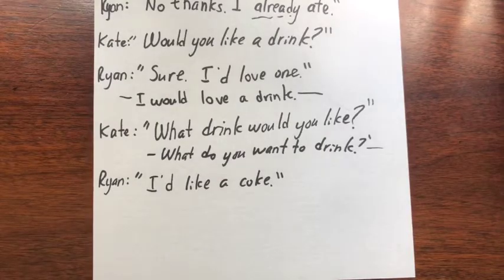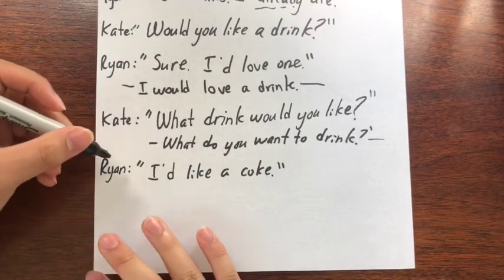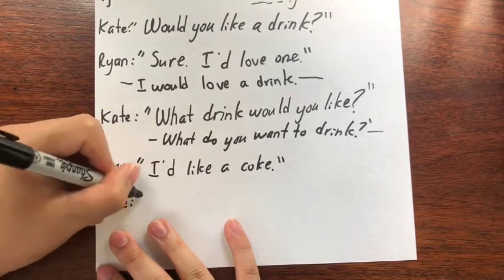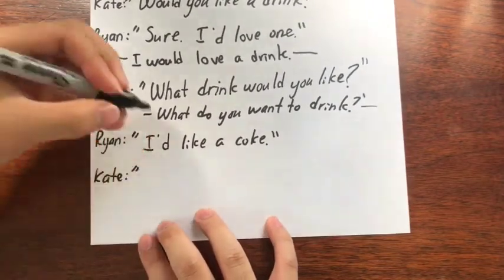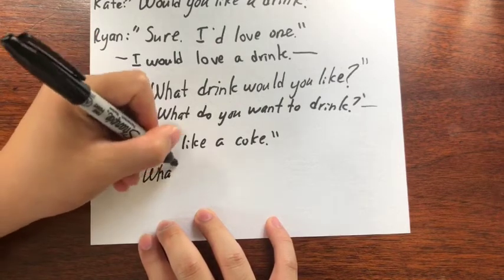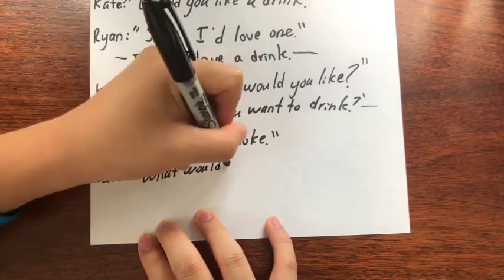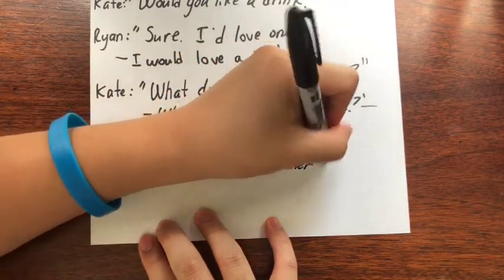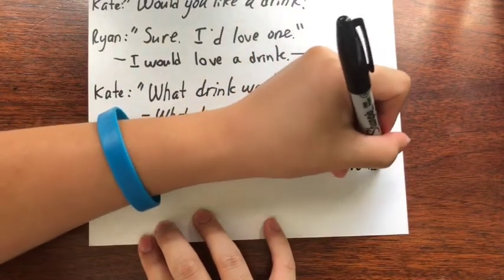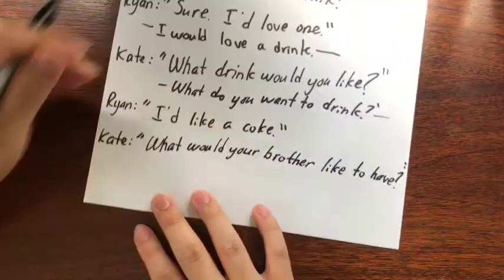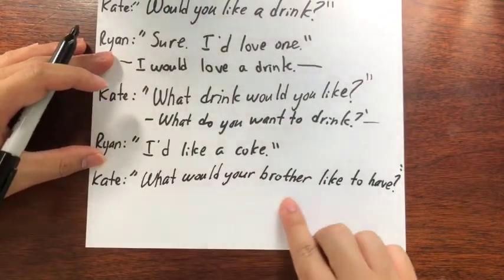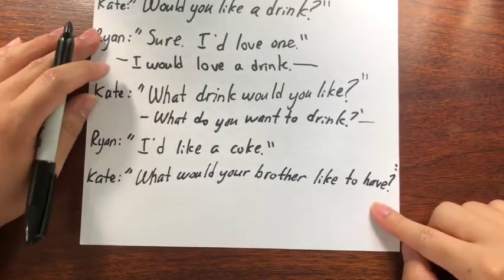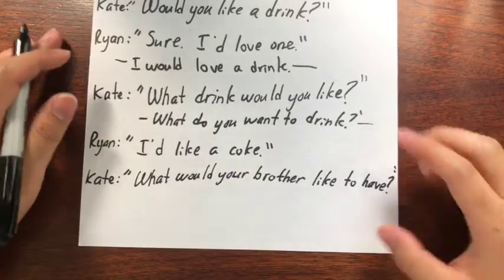So let's write one more thing. Let's say Ryan went to the party with his brother. But his brother is not here yet. So Kate says, what would your brother like to have? Kate says, what would your brother like to have? So, why are we using the word have here? What would your brother like to have?